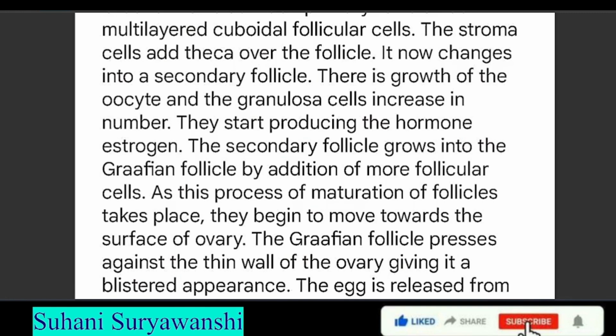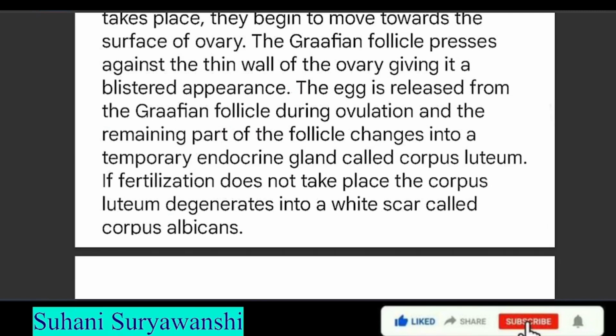There is growth of the oocyte and the granulosa cells increase in number. They start producing the hormone estrogen. The secondary follicle grows into the Graafian follicle by addition of more follicular cells. As this process of maturation of follicles takes place, they begin to move towards the surface of the ovary. The Graafian follicle presses against the thin wall of the ovary, giving it a blistered appearance.